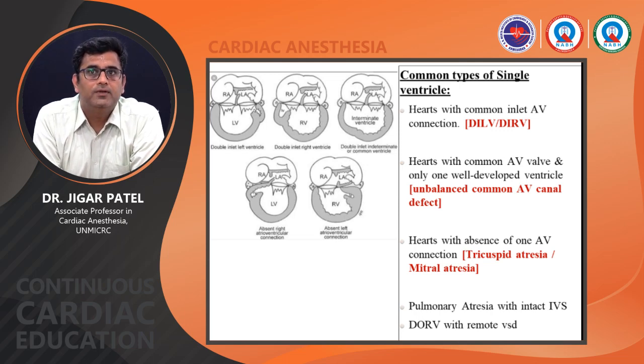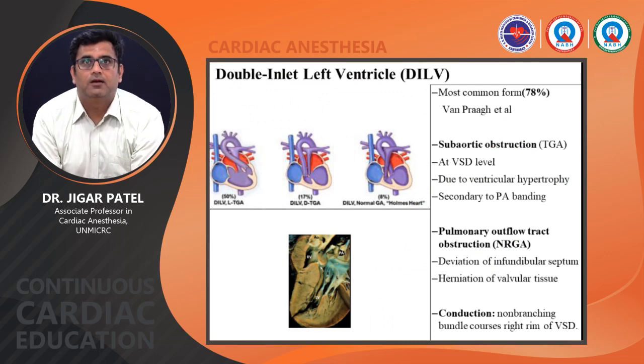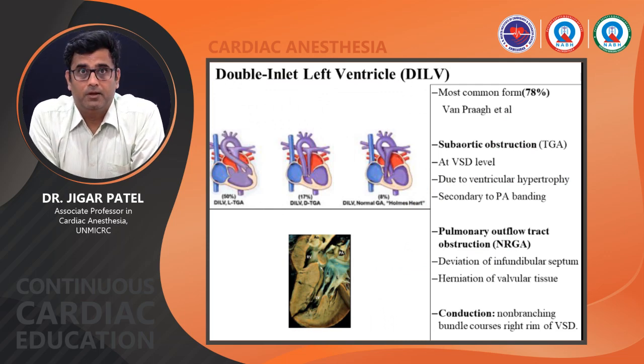The third type is a heart with absence of one AV connection. So if it is absence of the right AV connection, then it is tricuspid atresia, and if absence of the left AV connection, then it is mitral atresia. Other rare types are pulmonary atresia with intact IVS and DORV with remote VSD. Now we will see these common types one by one. The first one is the double inlet left ventricle.